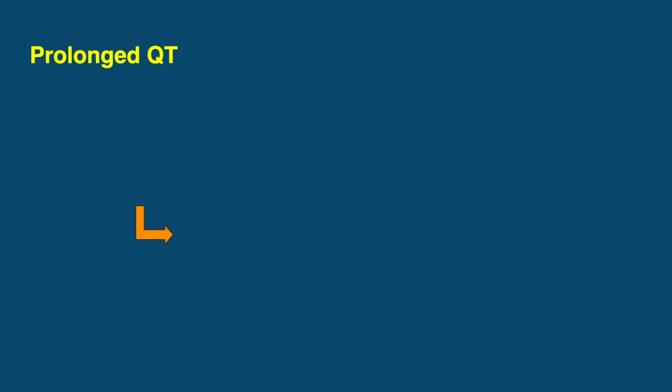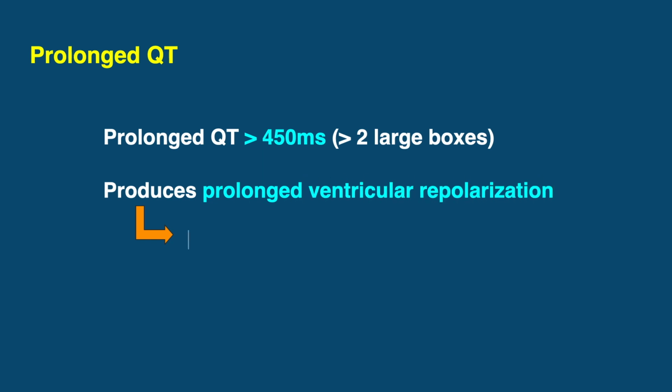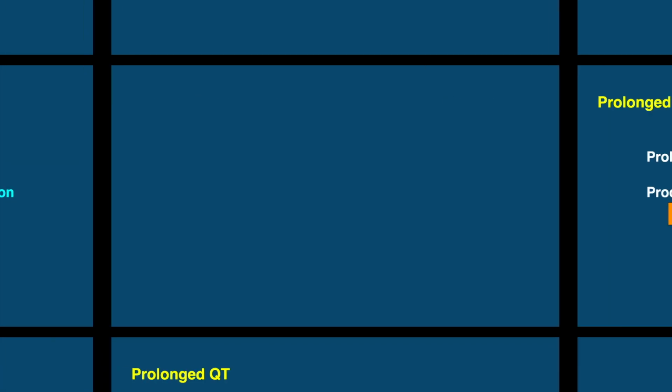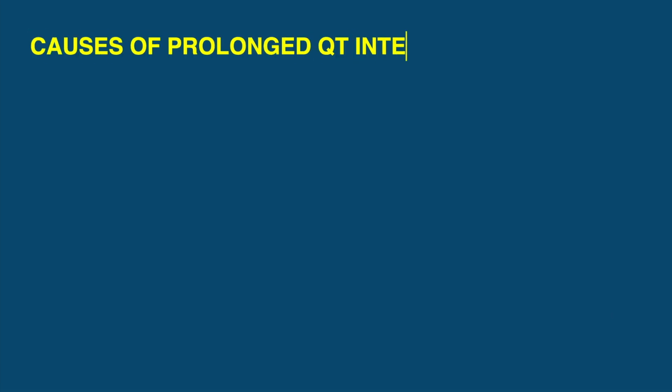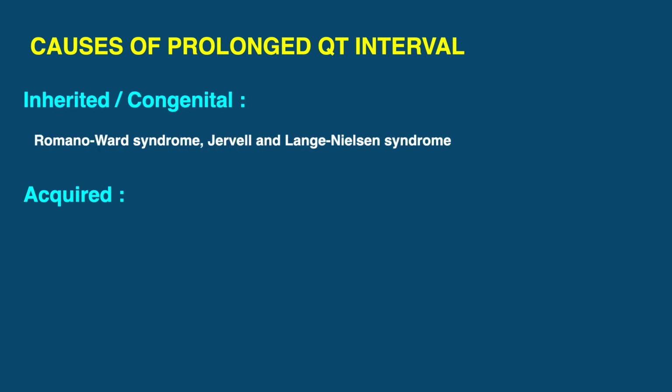Long QT syndromes. Long QT syndrome is typically characterized by a prolongation of the QT interval on the ECG and by the occurrence of syncope or cardiac arrest, mainly precipitated by emotional or physical stress. Causes of prolonged QT can be divided into inherited or congenital and acquired causes. Congenital causes include Romano-Ward syndrome, Jervell and Lange-Nielsen syndrome.